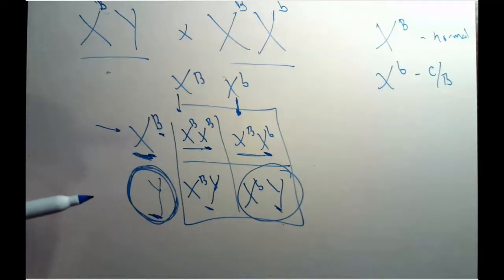I'll use myself as an example. I can see color solely because my mom gave me her X chromosome that had the normal dominant color blindness gene or allele on it.